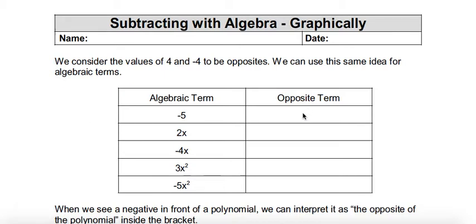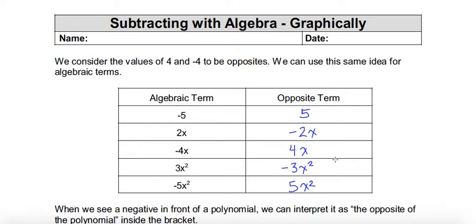So when we're looking at the algebraic term of -5, the opposite of -5 would be +5. So I would just write +5 in this area. The opposite of 2x would be -2x. So we're just switching the signs. So if it's positive, it becomes negative. If it's negative, it becomes positive. If it's -4x, it becomes +4x. 3x squared, the opposite term is -3x squared. -5x squared is 5x squared.